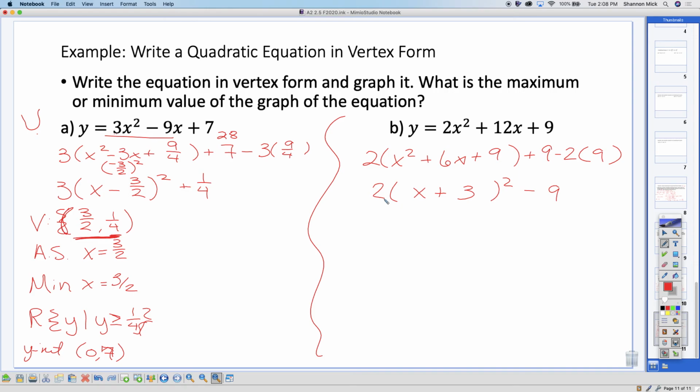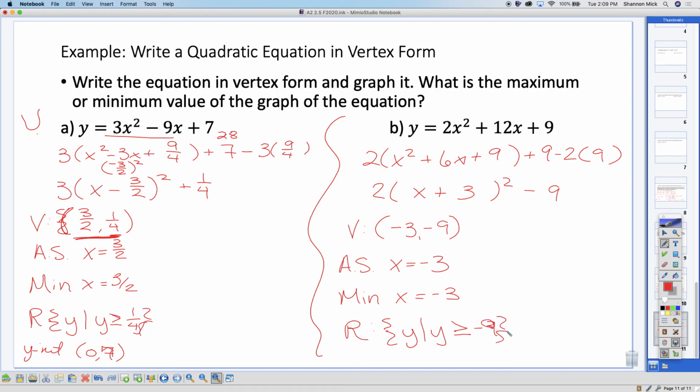Okay, so what's my vertex? -3, -9. Why is it -3? Because the H is always the opposite. Axis of symmetry: x equals negative 3. Min or max? Min. How do I know? Positive coefficient, it opens up. Range: y is such that y is greater than or equal to negative 9.